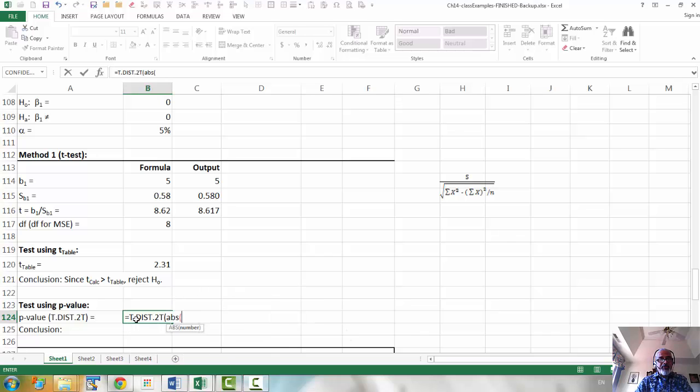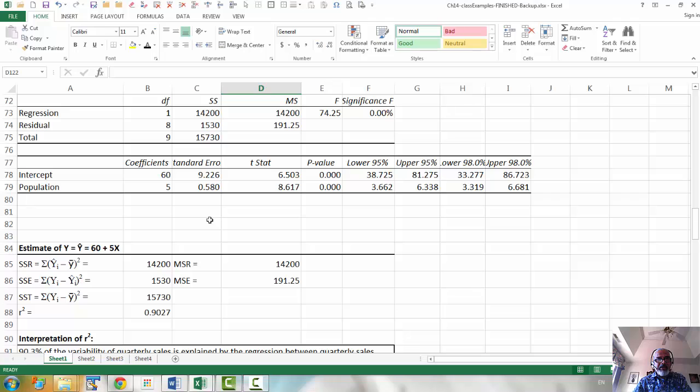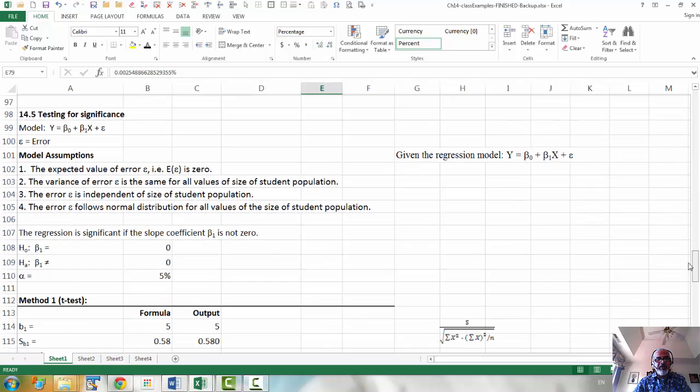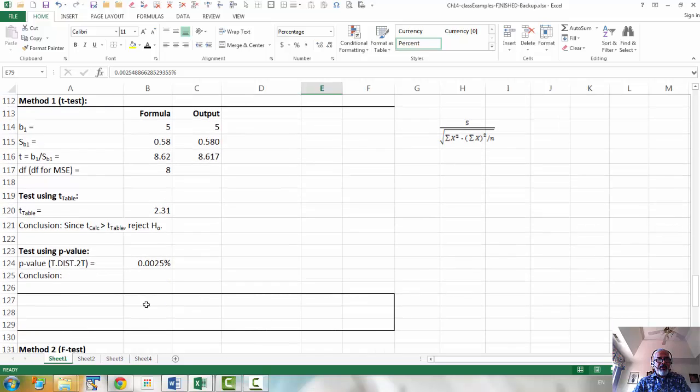Now the p value will be T.DIST.2T. We need to use the absolute value of t, because sometimes t can be negative, and then the degrees of freedom. That gives us the p value, and of course that p value is the same as the p value that Excel finds, and you see it is the same p value. Therefore our conclusion is, since the p value is less than alpha 5%, we reject the null hypothesis.